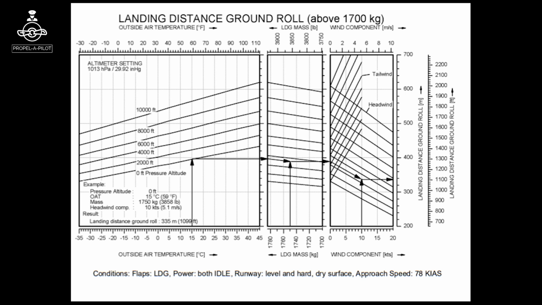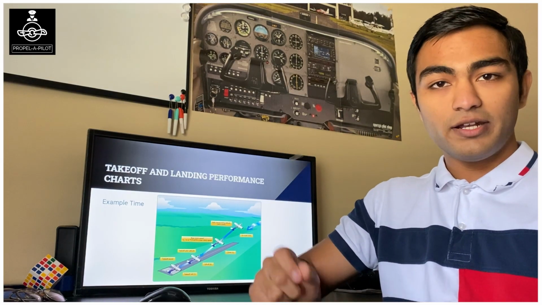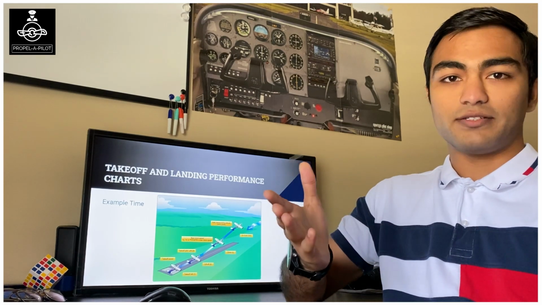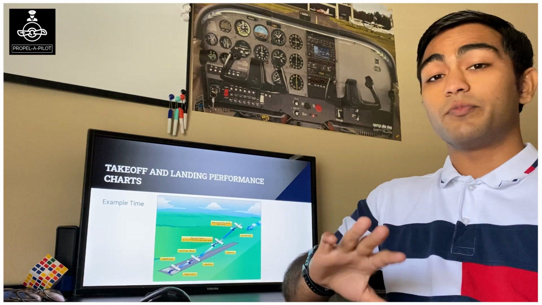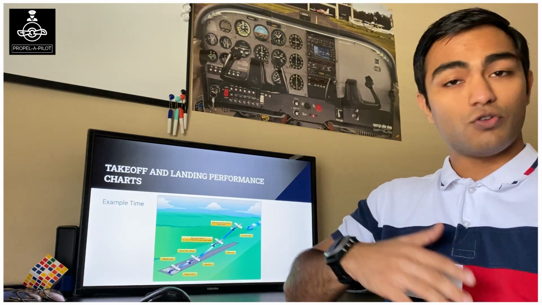You read the conditions below, which require flaps, power both of the engines idle because it's a multi-engine airplane, runway level and hard, dry surface, approach speed 78 knots indicated airspeed. Some pilot operating handbooks recommend specific approach speeds for various flap settings and aircraft weights. In general, these recommended airspeeds should be used regardless of the temperature and altitude combinations.